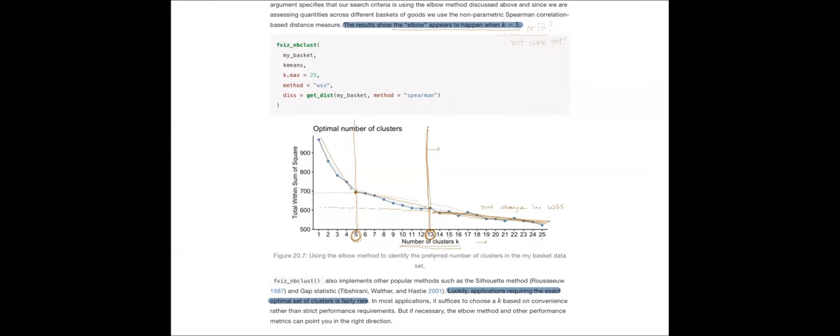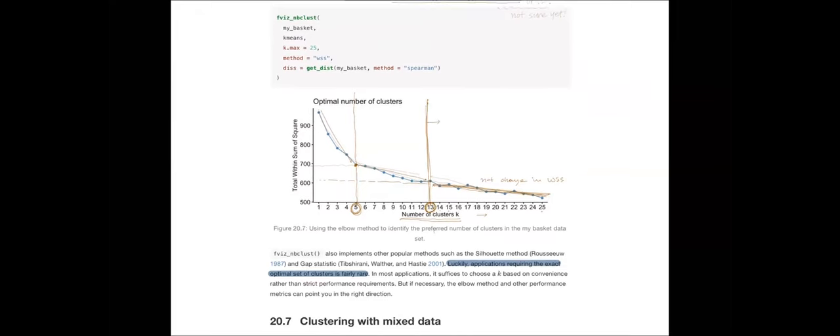Keuntae, I think the answer is in that paragraph at the end. It says that in most applications, it suffices to choose K based on convenience rather than strict performance requirements. So both of them could give you different answers for different scenarios. Going back to customer segmentation, clearly it's easier to explain 5 clusters than 13. Depending on your audience, depending on what kind of message you want to transmit, maybe 5 will be easier to explain and to transmit the message.